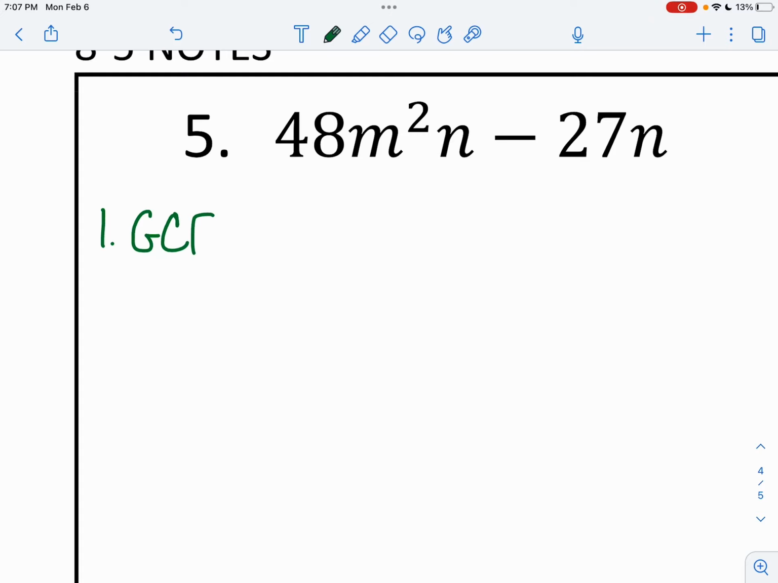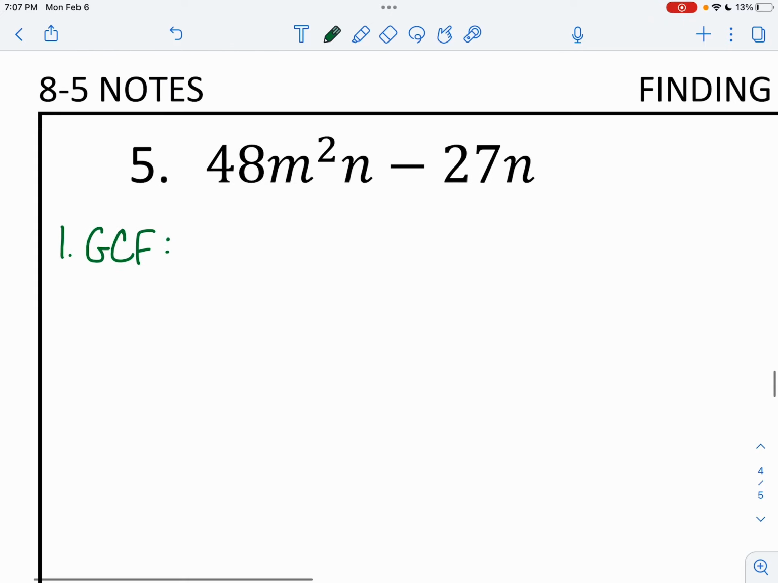Okay, GCF. What number, not a trick, maybe just hard, goes into 48 and 27? Well, think about 27. What goes into 27? 9 and 3. 9, 3, and 1. So what also goes into 48? Not 27, and not 9. 3. So it's a 3.